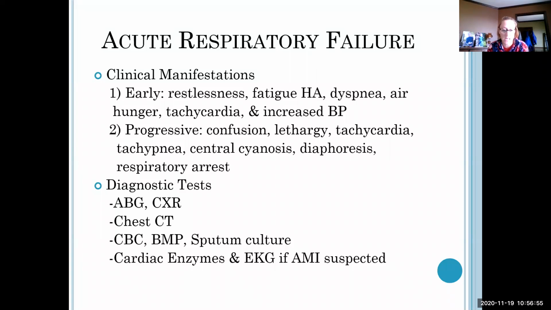Our diagnostic tests help determine the problem. Cardiac enzymes and EKG if an MI is suspected, as well as our BNP if it's CHF related. It'll help determine whether it's a respiratory problem or a cardiac problem.